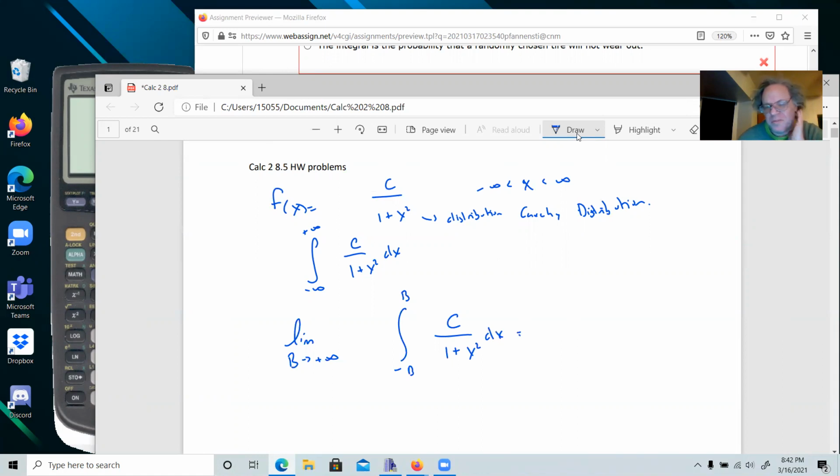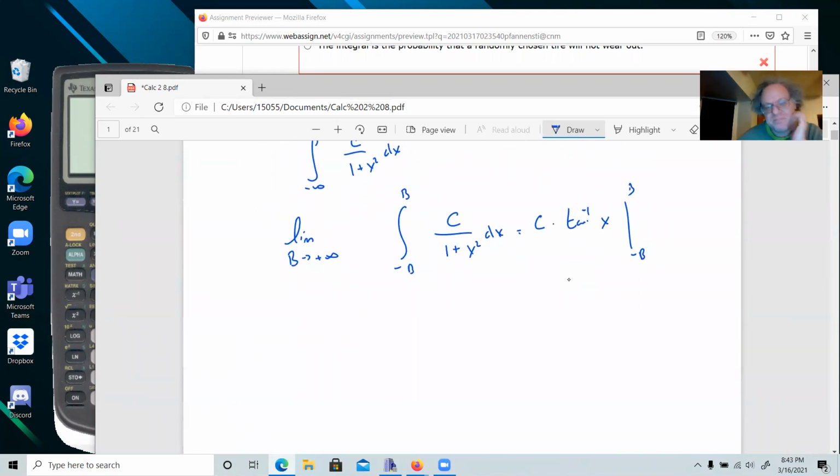Now, you could look at 1 over 1 plus x squared and say, that is inverse tangent. If not, I guess we can go through and do a triangle, but I know how much fun that is. So we have c times the inverse tangent of x as we're going from negative b to b. I'm going to let that limit stand for the whole line here. So we are looking at c times the limit as b goes to infinity of tangent inverse of b minus tangent inverse of negative b.